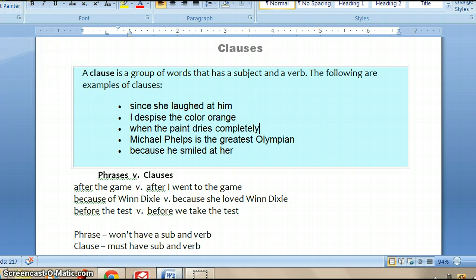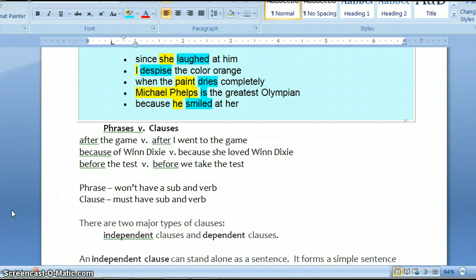check yourself. Okay, as you can see, I have marked all of the subjects in yellow and all of the verbs in blue, and hopefully what you thought were subjects and verbs matched with what I have marked. It's very important that you can see within a group of words whether it has a subject and a verb or it doesn't. Okay, well, let's look at phrases versus clauses.